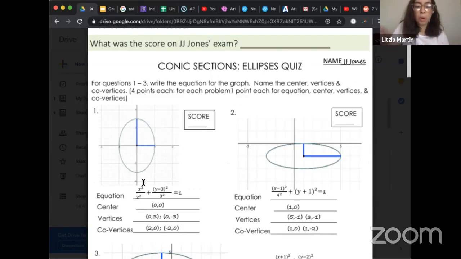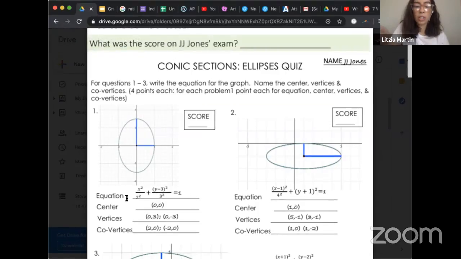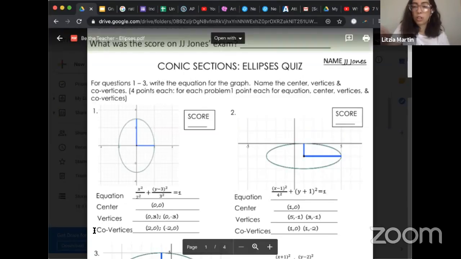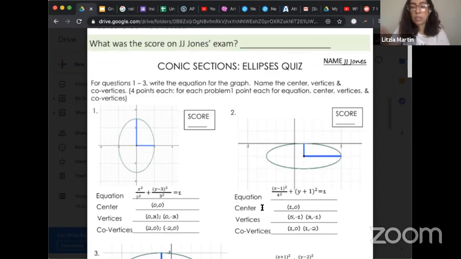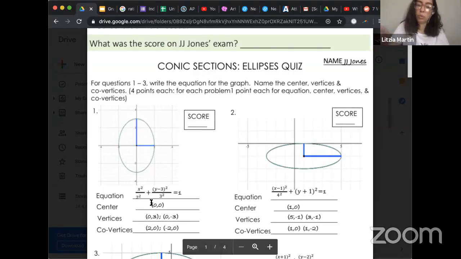So we see the first problem, it has the equation. So we're given the ellipse and you're writing the equation, you're determining the center, you're determining the points for the vertices and the points for the co-vertices. So you're going to be checking his work here to see that that's correct. And then you're going to grade it. So each question tells you how to grade it. So for number 1, 4 points each for each problem. So the equation is worth 1 point, center is worth 1 point, and so forth.